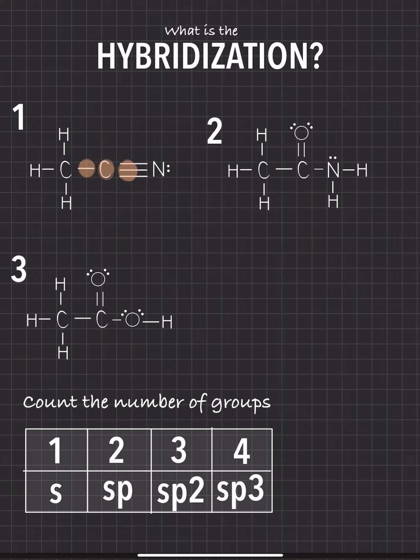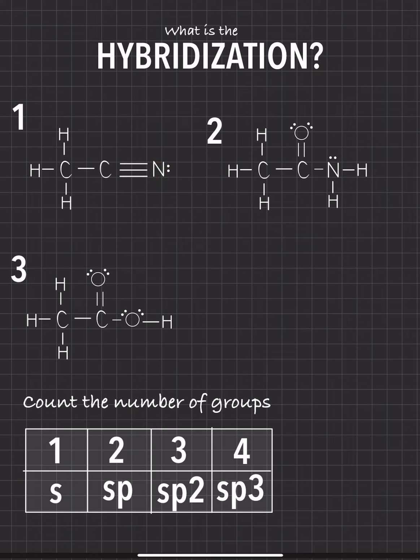Another thing that I want to clarify is, if you have a pair of electrons, that counts as a group. A single bond counts as a group. A double bond counts as a group. A triple bond counts as one group. So again, that's why I have all these examples to drill this in your head. So this carbon right here is going to be sp. You have only 2 groups. Now, if you look at this nitrogen, this is going to be one group. This is going to be one group. Again, it's going to be sp.